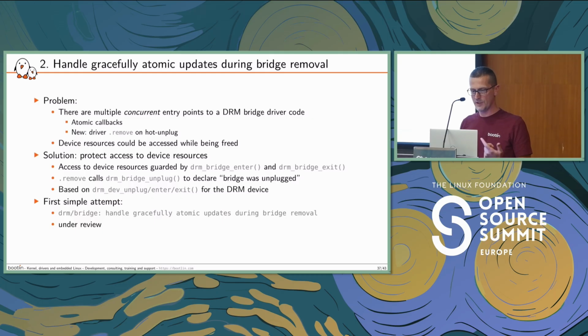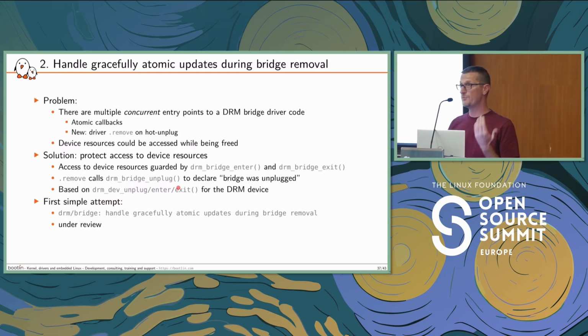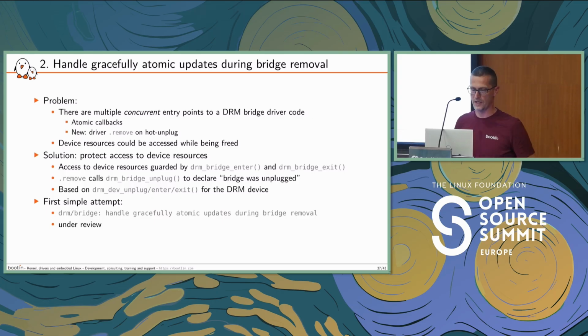So the proposal was to introduce DRM bridge enter and exit functions. Every function, like atomic callbacks, that needs to access device resources needs to call these to avoid entering the critical section if the device has been removed. And then on removal, you need to call DRM bridge unplug to tell that this bridge is gone. After that, DRM bridge enter will prevent you from entering the critical section. It's a bit tricky to explain, but the idea is quite simple to use.